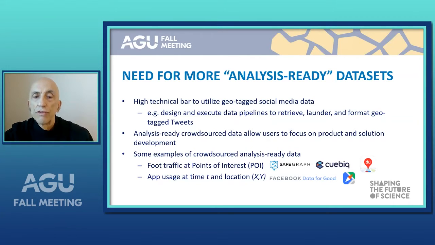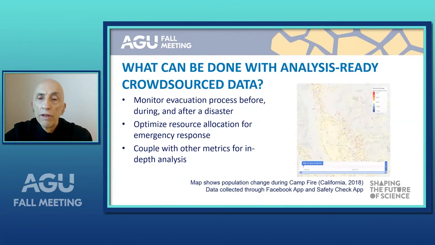Some examples of crowdsourced data analysis are foot traffic, points of interest, POI, and app usage at time T and location X and Y. I would like to show here a quick video, but the question is, what can be done with analysis-ready crowdsourced data? So we have to monitor the evacuation process before, during, and after a disaster, optimize resource allocation for emergency response, and couple with other metrics for in-depth analysis.